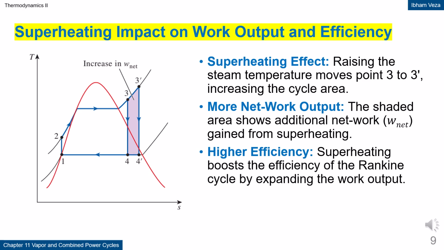Superheating. Impact on work output and efficiency. Superheating raises the turbine inlet steam temperature, shifting the starting point of expansion upward. This enlarges the cycle area and increases net work. In addition, the steam quality at the turbine exit becomes better and drier. Cycle efficiency increases because the average heat addition temperature is higher. Therefore, superheating is a commonly used strategy in power plants.